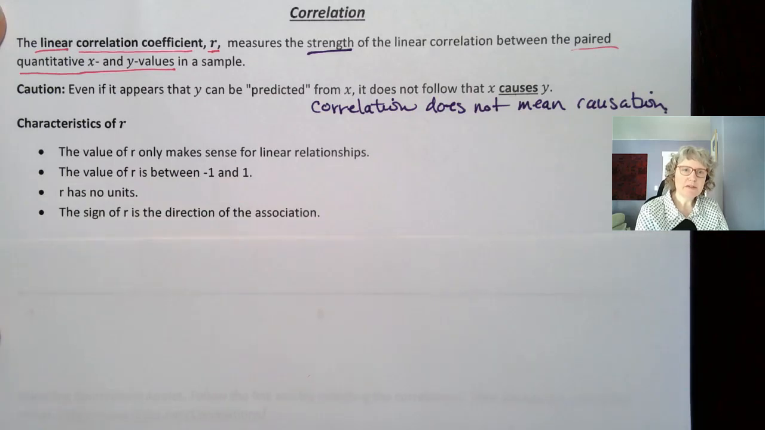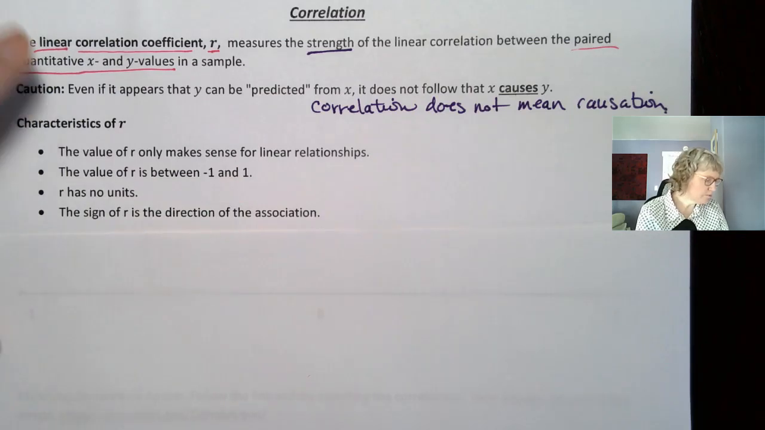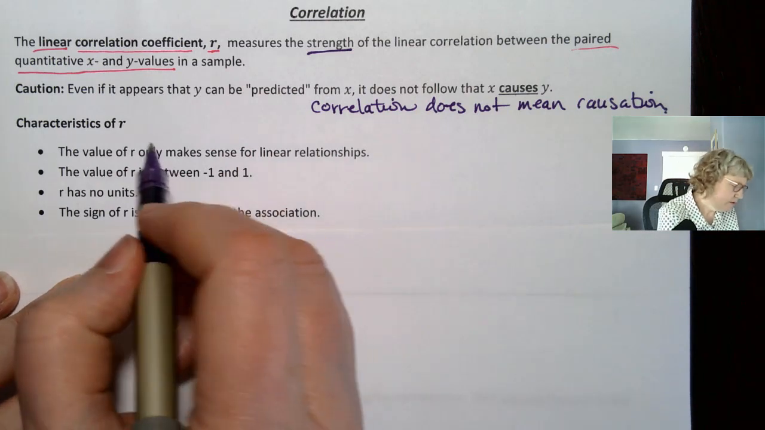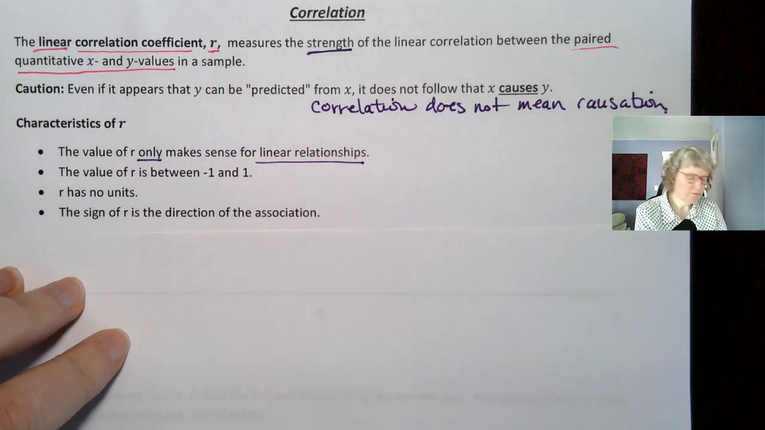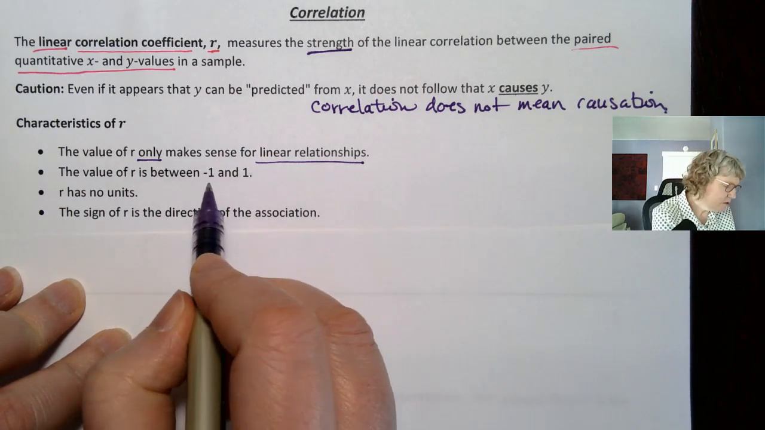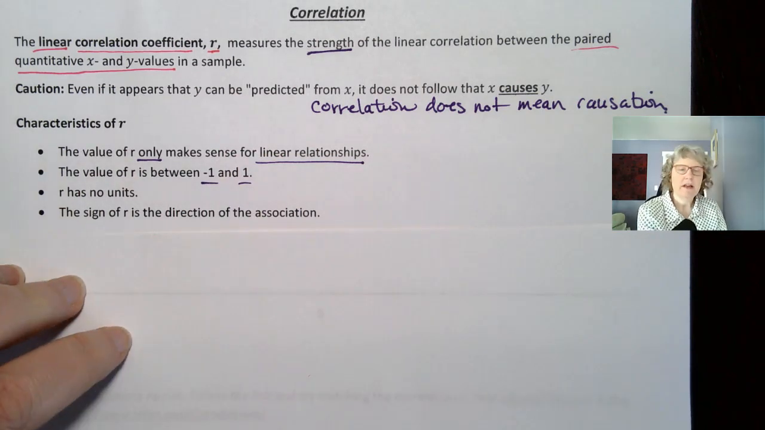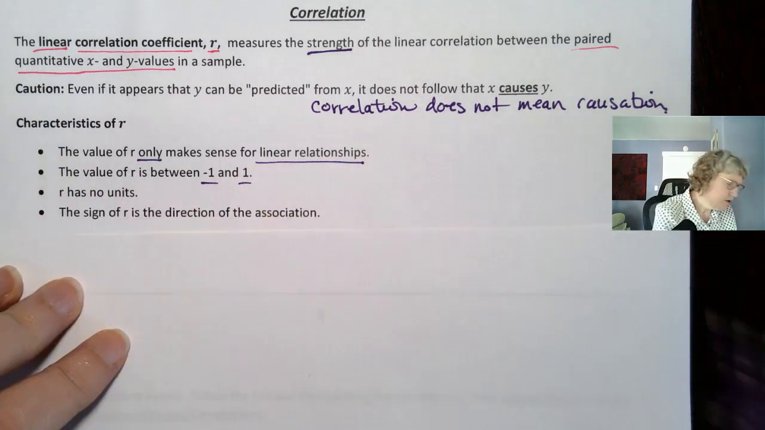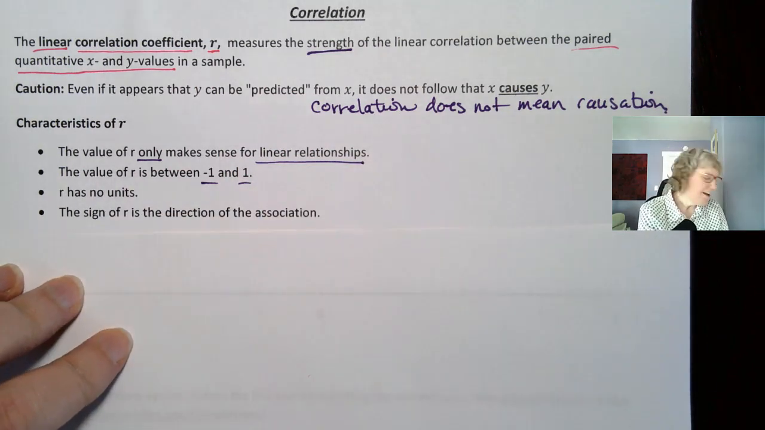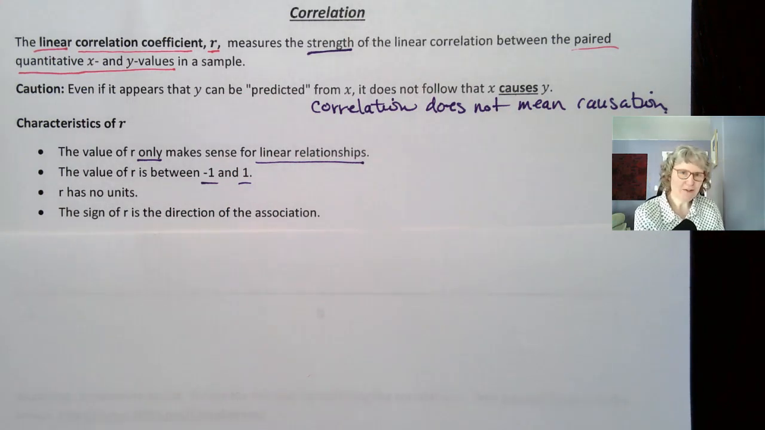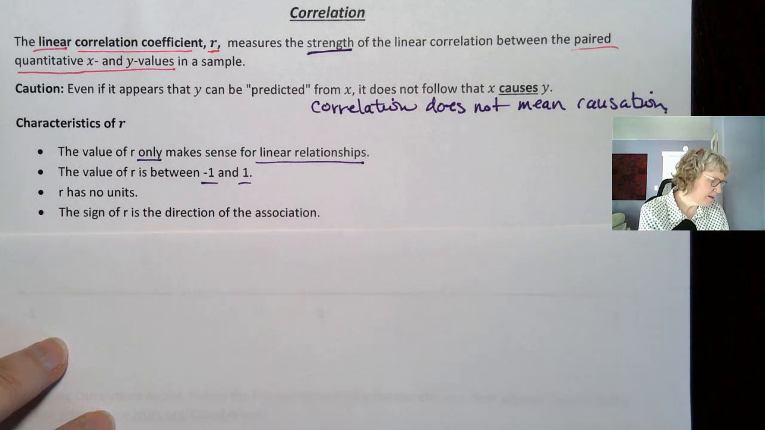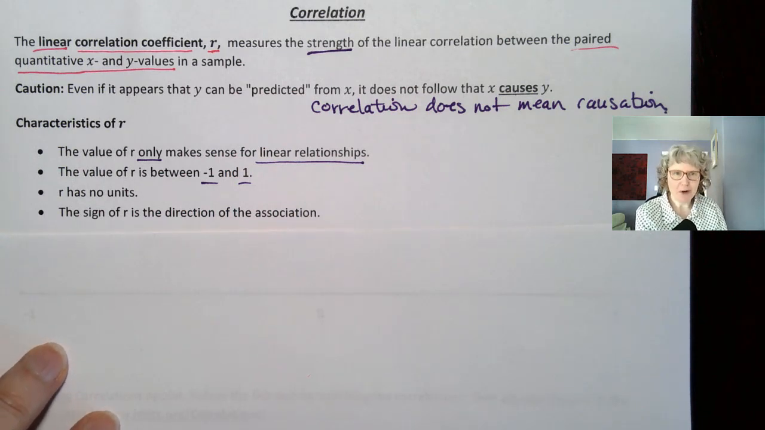There are some characteristics of the value of R. The first one I mentioned: it only makes sense for linear relationships. And it's a value between -1 and 1. This is one of the few statistics that does not have units. R has no units. I know I'm a big unit hound, but there's nothing we can put on R. It's just a number between -1 and 1.